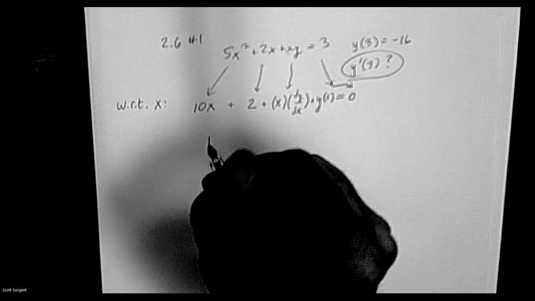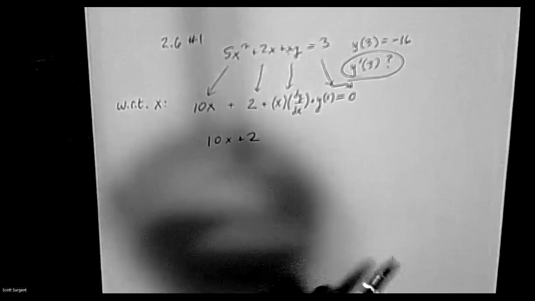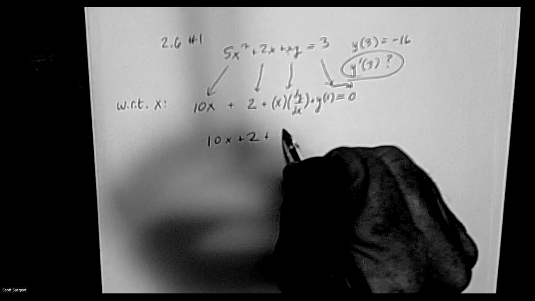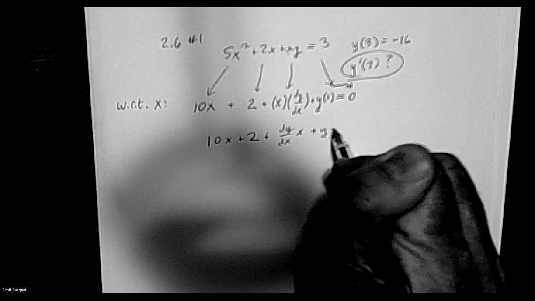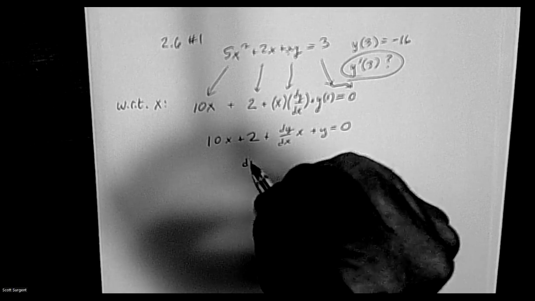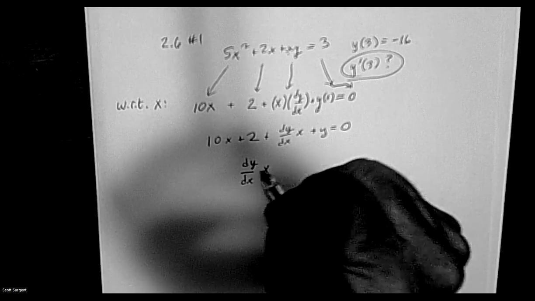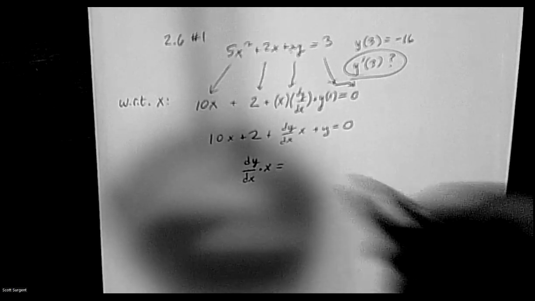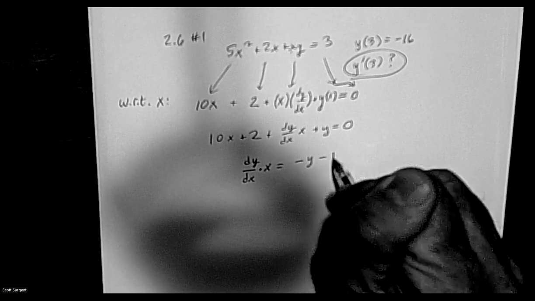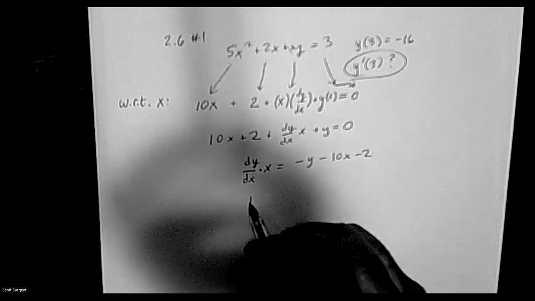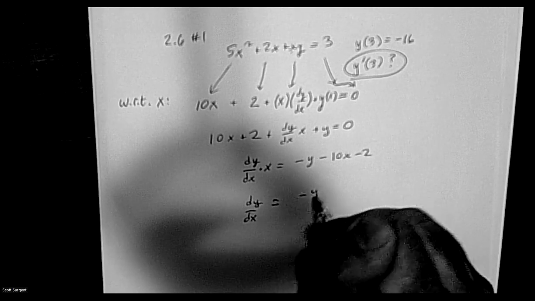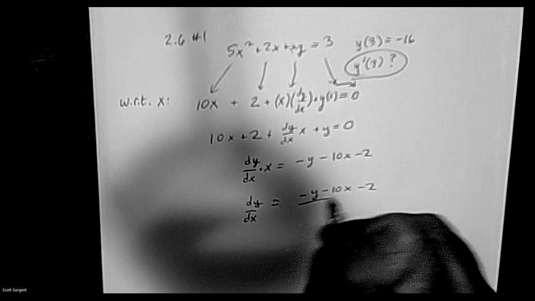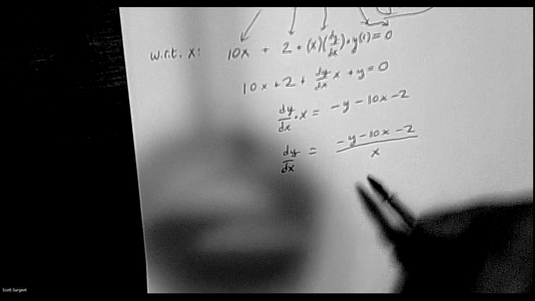Okay, let's clean this up. We've got 10x plus 2 plus dy dx times x plus y equals 0. Let's get the dy dx isolated. Let's take all of these and move them to the right side, so they're all going to get subtracted out. And then let's divide out by the x. And that's our implicit derivative in general form.